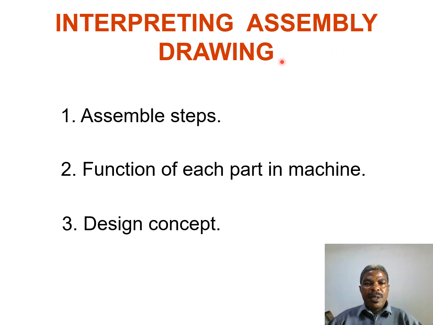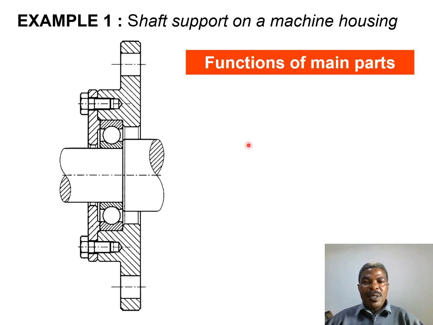Interpreting an assembly drawing involves the assembling steps, the function of each part in a machine, and the design concept. When you interpret the assembly drawing, you have to bear in mind the assembling steps. What are the assembling steps to follow? The function of each part in the machine and the design concept should also be considered. Let's start with the shaft support on a machine housing. Let's see the functions of the main parts. I've got the functions of the main parts here, for each particular part.